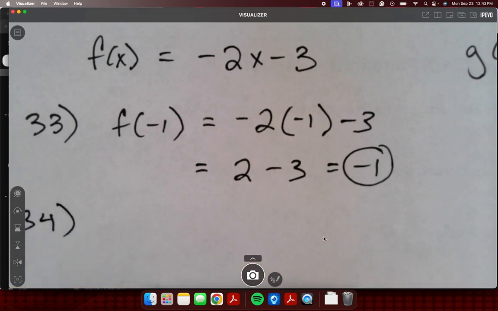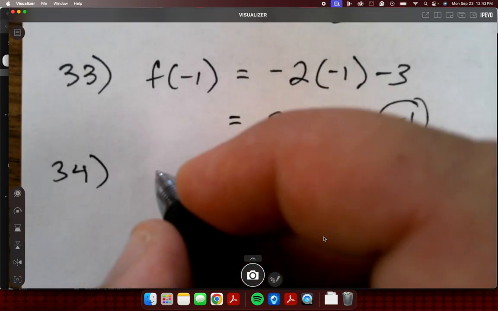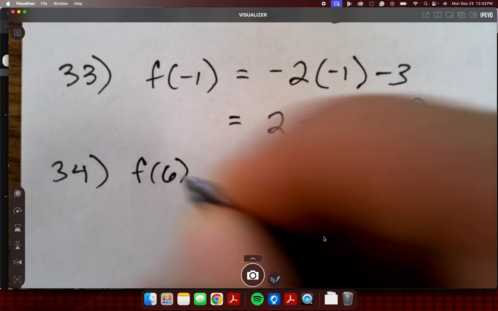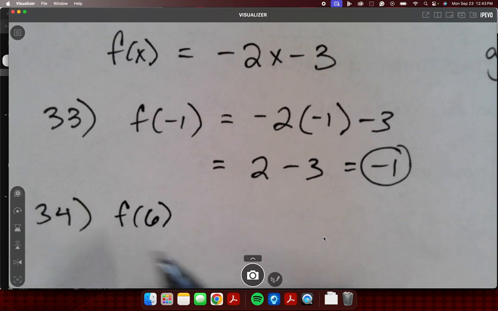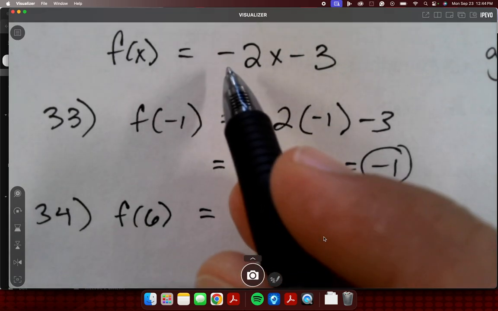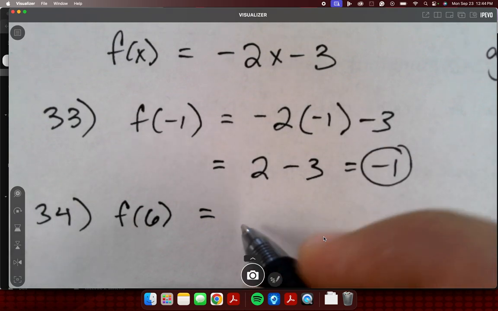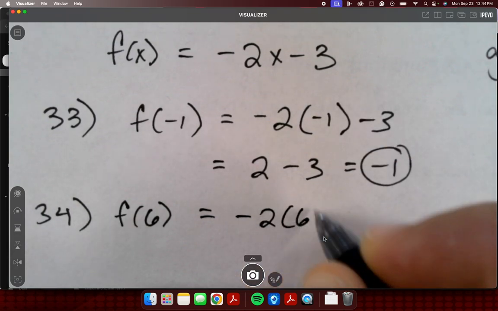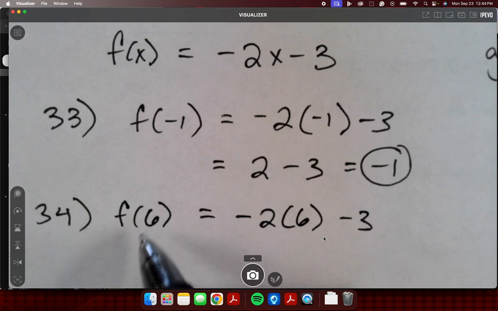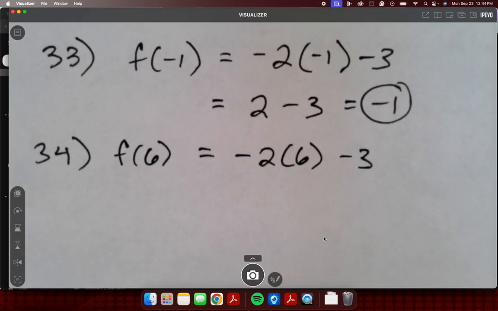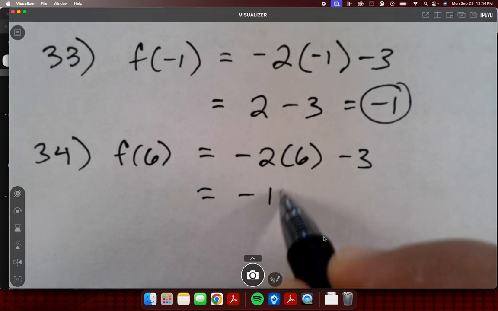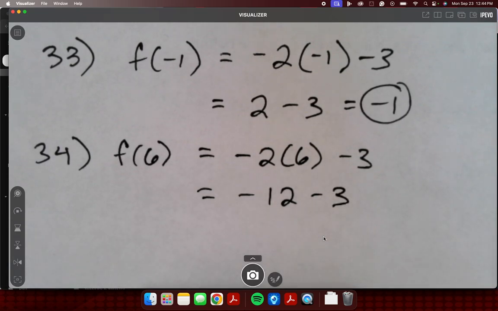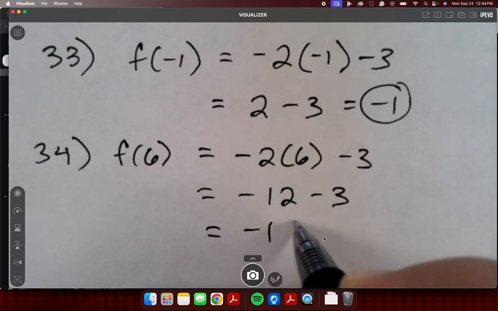Okay, 34. We're asked to evaluate f of 6. So this is asking us to find out what is the value of the function f when x is equal to 6. So again, I just rewrite the equation just as it is, but I replace the x with a 6. Because since x is equal to 6, I replace that x with a 6. Now I follow the order of operations. Negative 2 times 6 is negative 12. Negative 12 minus 3 is negative 15.